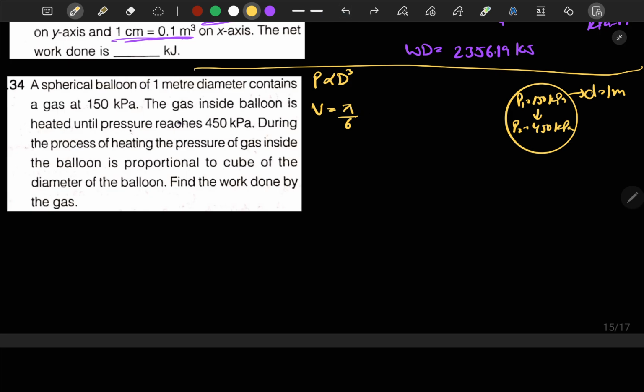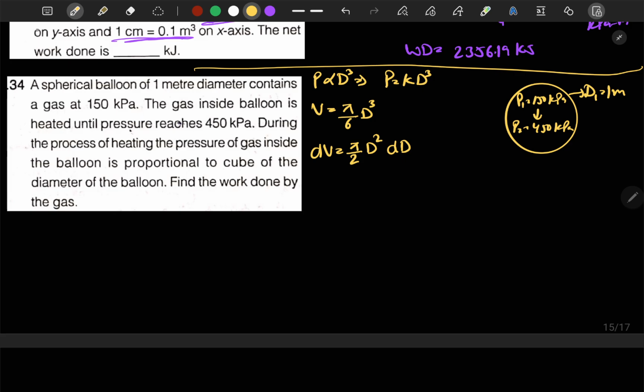Okay, pi by 6 d cube, we can write pi by 6 d cube, and for small change in volume we can calculate it by differentiating it. On differentiating, we can write dV is equal to pi by 2 d square into dd. Okay, now this is the initial diameter of 1 meter. Okay, and now you can write P is equal to k d cube.